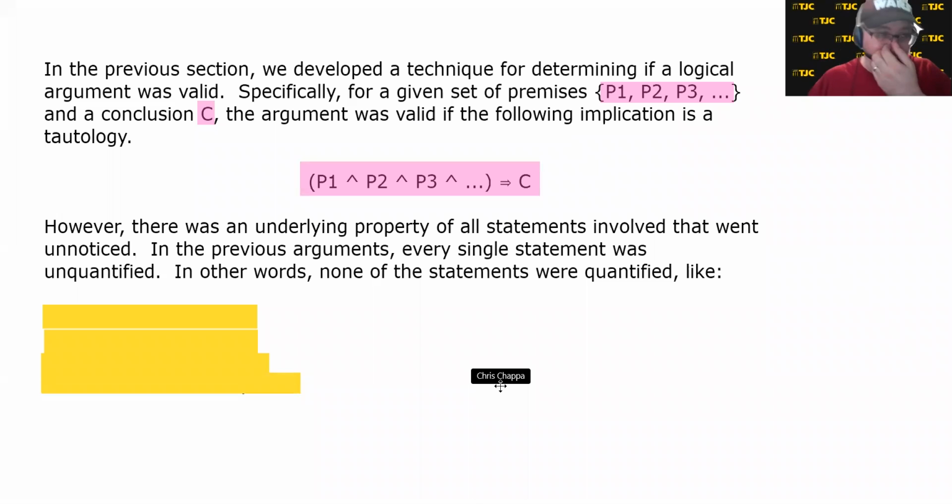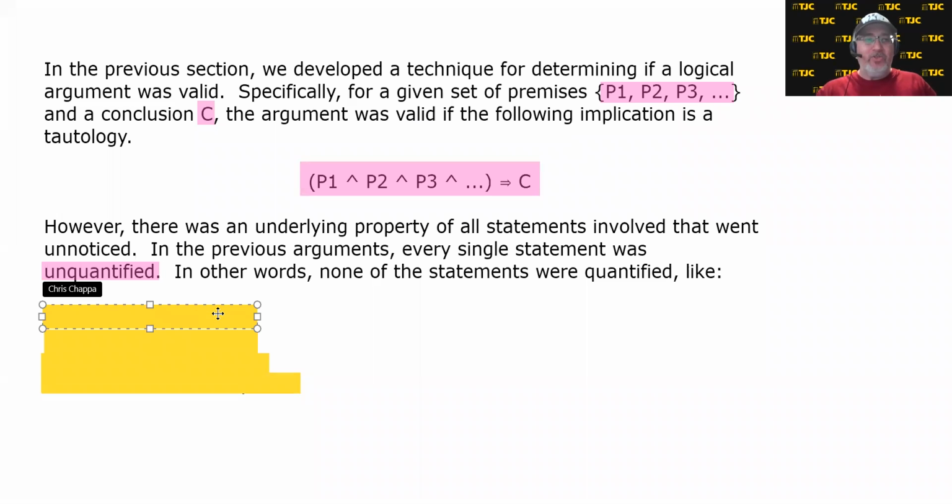All right, that's better. But as I was saying, in the arguments we've seen before, there was an underlying property of all statements involved that went unnoticed. In the previous arguments, every single statement was unquantified. In other words, none of the statements were quantified. And you'll recall that when we talked about statements in a previous series of videos, we talked about statements that were universally quantified and statements that were existentially quantified. The reason we didn't discuss them in the previous arguments is because the approach to analyzing an argument involving quantified statements is different than the approach to analyzing arguments with unquantified statements.